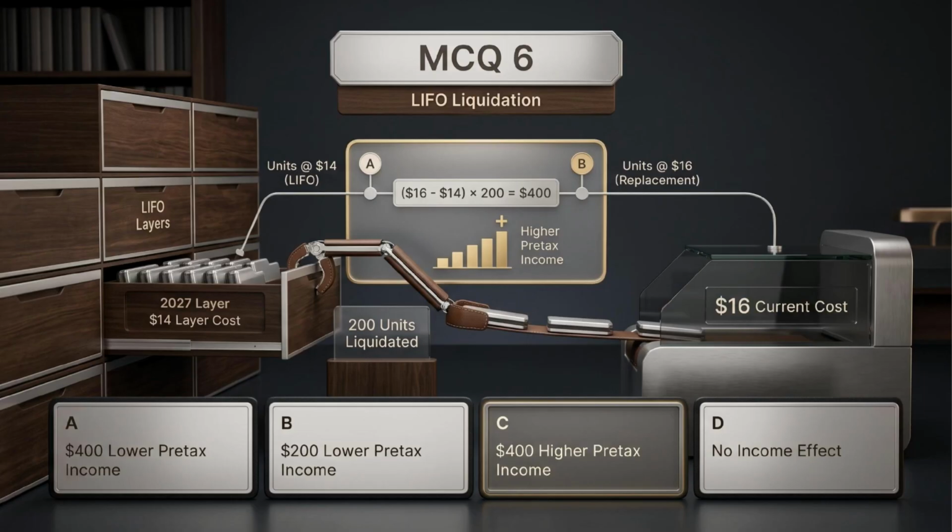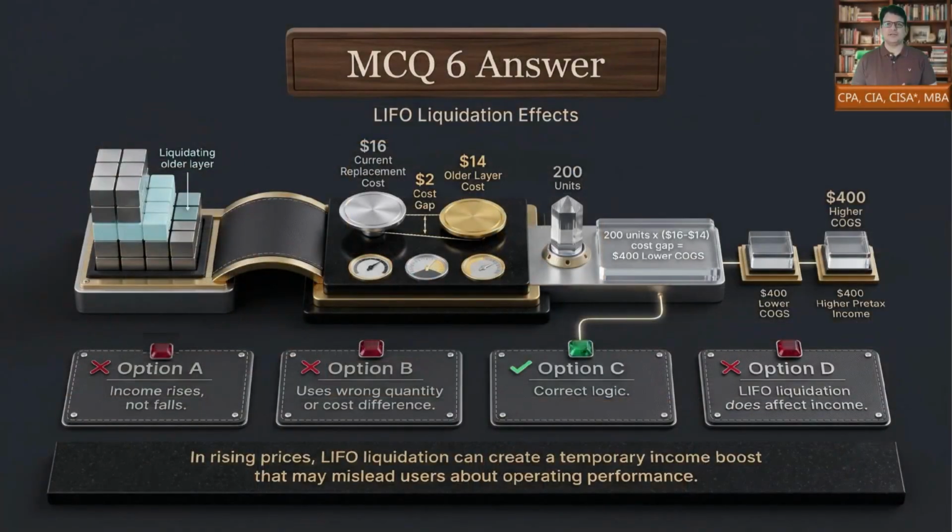A. $400 lower pre-tax income. B. $200 lower pre-tax income. C. $400 higher pre-tax income. D. No income effect. Focus on the difference between the old layer cost and current cost. The correct answer is C.